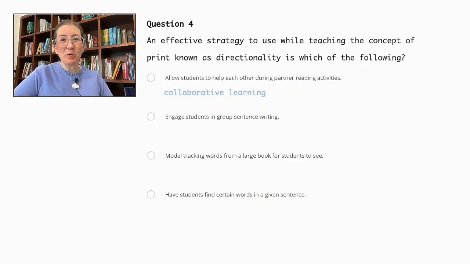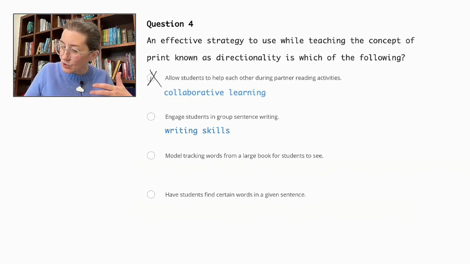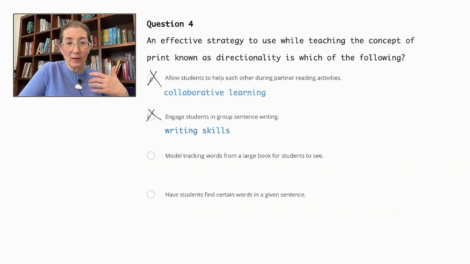While partner reading promotes collaborative learning and reading fluency, it does not specifically address the concept of print directionality, which is the understanding of how text is read from left to right and top to bottom. So we can eliminate that. Similarly, engaging students in group sentence writing focuses more on writing skills and sentence structure rather than the direction in which print is read. So we can cross that out as well.